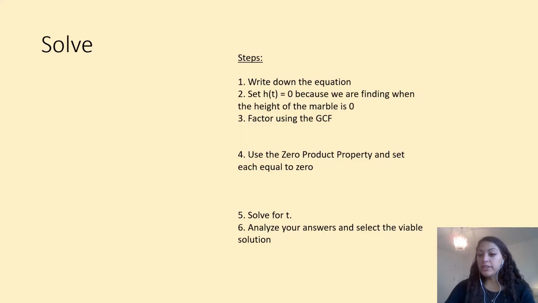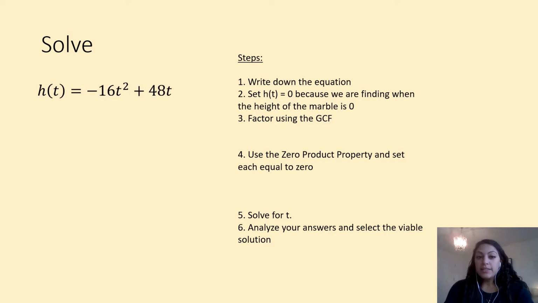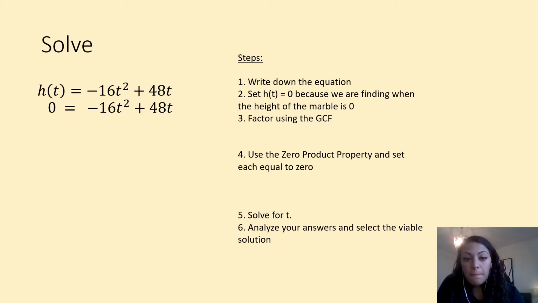So what are the steps to solve for this algebraically? Let's write down the equation. h of t equals negative 16t squared plus 48t. We know that we want to know when the marble is on the ground. So that means that its height is 0. So we're going to set h of t, which is the same thing as y, equal to 0.